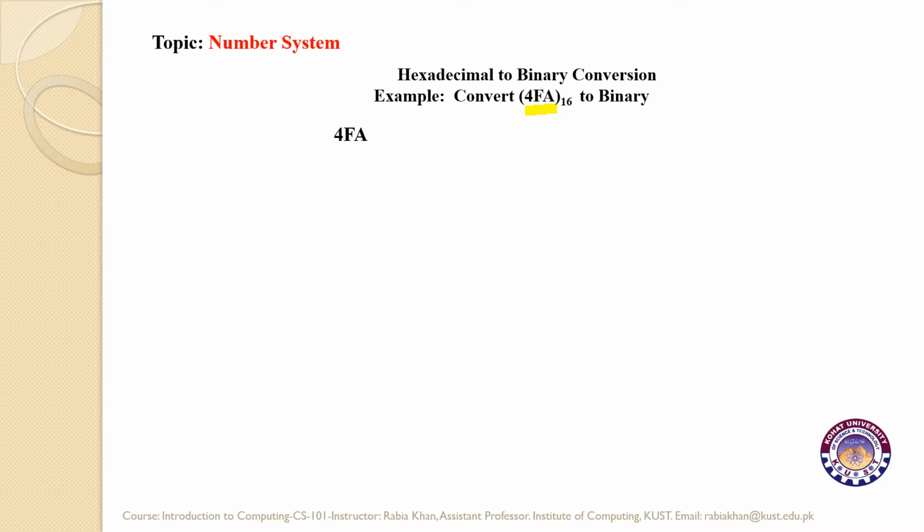Then the given hexadecimal number is 4FA. So we need to split every individual hexadecimal digit in this way. 4 will be split into 4 binary digits, F will be split into 4 binary digits, and A will be split into 4 binary digits.